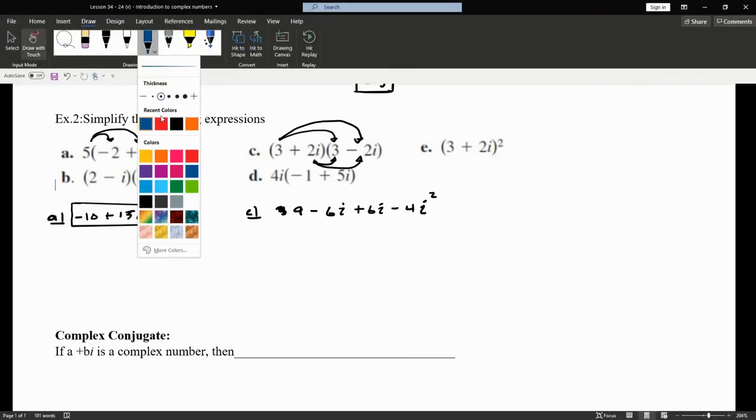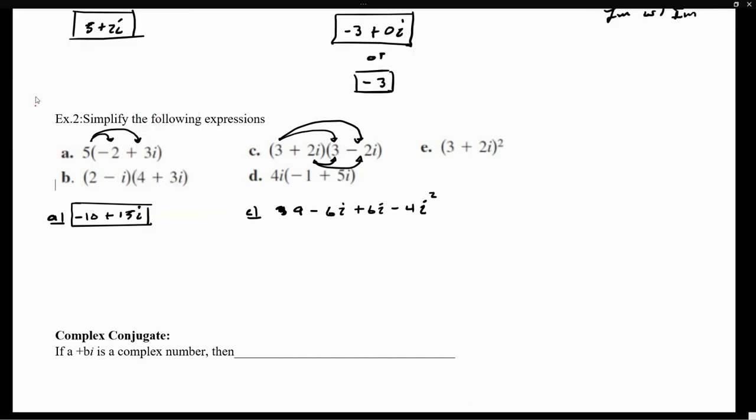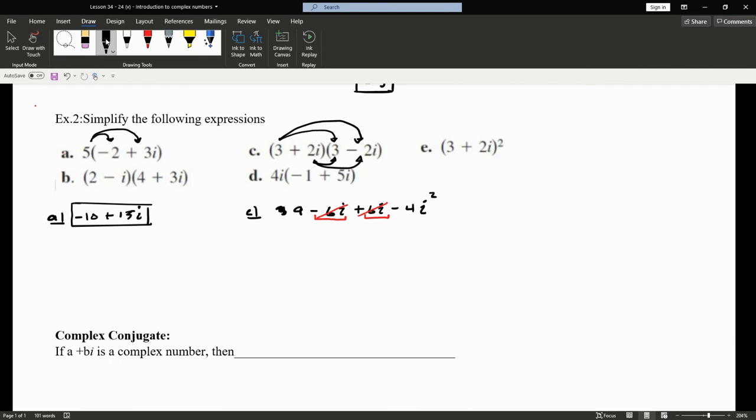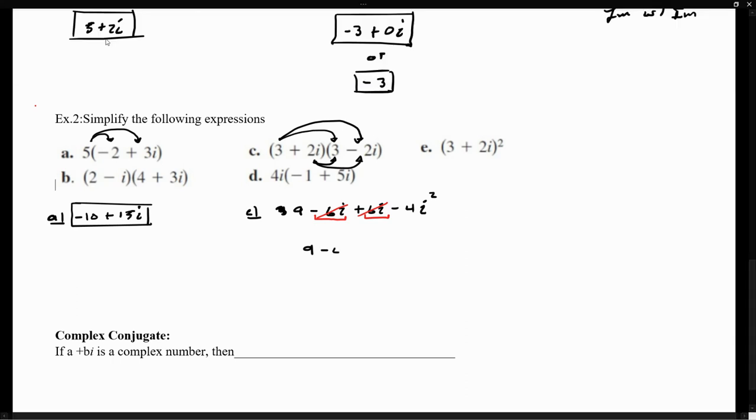And just like we did before, I want to add and subtract, so I'm just going to add real numbers with real numbers and imaginary with imaginary. I can see that I have two imaginary parts, so let me combine them. -6i plus 6i, they're going to cancel each other out, so we have 0 i's. So let's just bring this down. So we have 9 minus 4i squared.